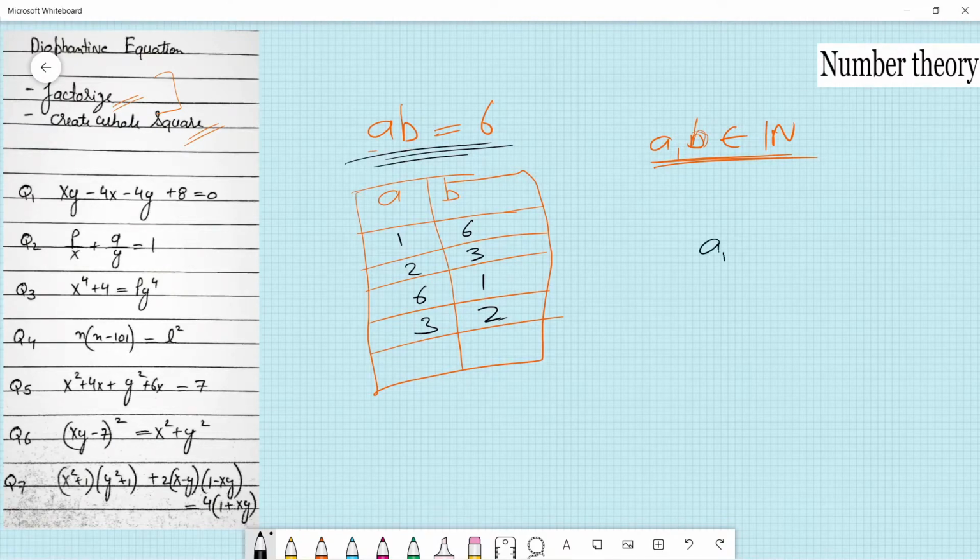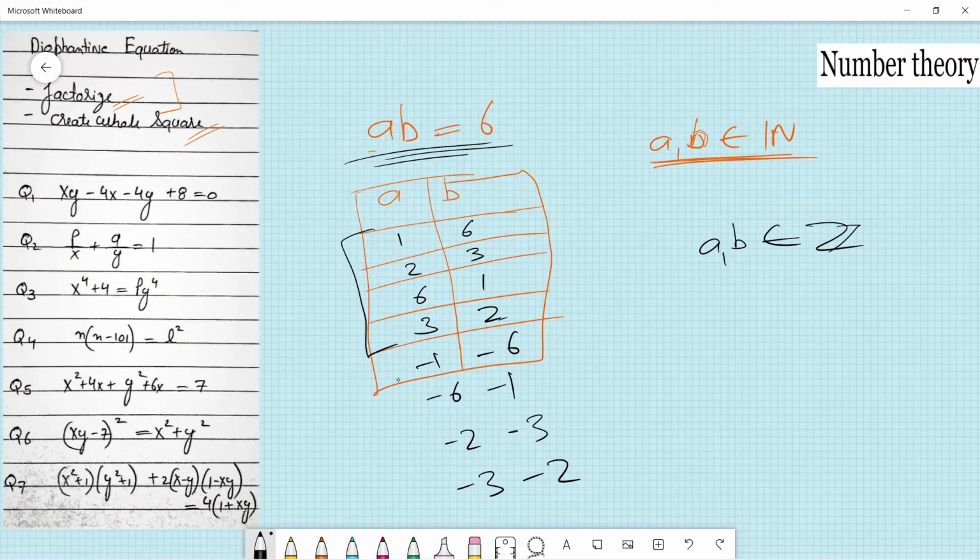And if a and b were to belong to the integers, then we would also have to take -1 -6, because multiplying these will give us 6, and we'll also have -6 -1, -2 -3, -3 -2. So we'll have 4 solutions here and 4 here, so 8 solutions to this Diophantine equation. This is how the method of factorization is going to work.